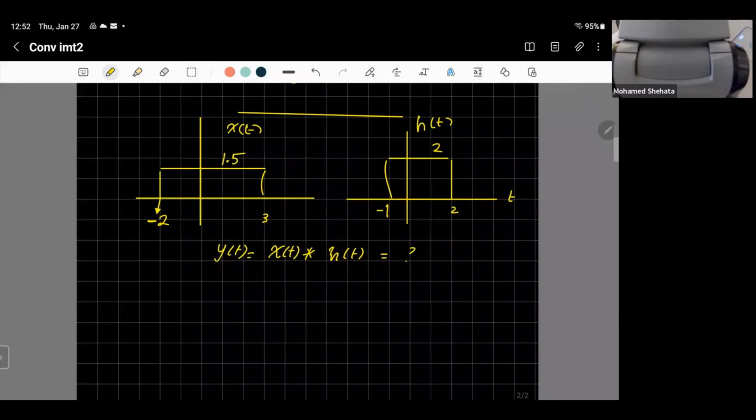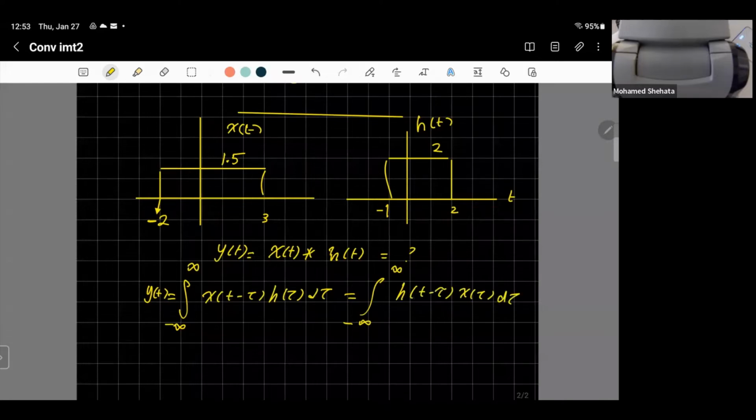The first thing to do when you do the convolution, you are going to do integration, and let me just write that. Two possibilities: y of t will be equal to the integral from -infinity to infinity of x(t minus tau) h(tau) d tau, or h(t minus tau) x(tau). Which one you choose? Last lecture, I told you what would be a good choice.